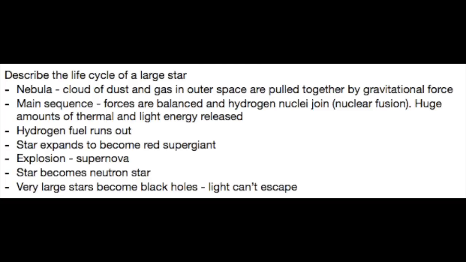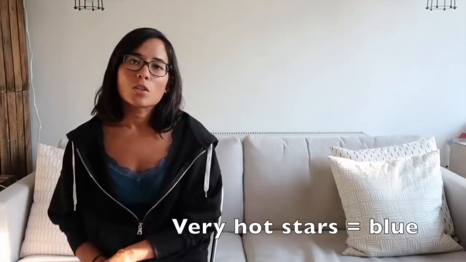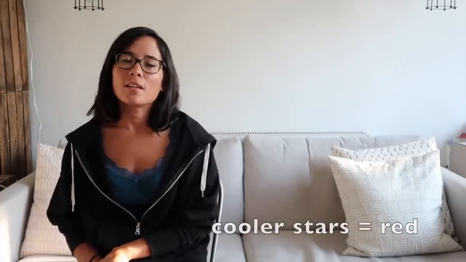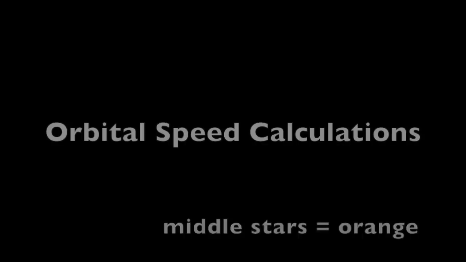However, this time when it runs out of fuel, it will turn into a huge red supergiant, and then at this point a huge explosion occurs called a supernova. I love that word. And then dependent on the size of the star, it will either form a neutron star, and if the star is very, very massive, it will form a black hole, which you've probably heard of from films. Very hot stars appear blue, and the cooler stars appear red, and the middling stars appear orange.